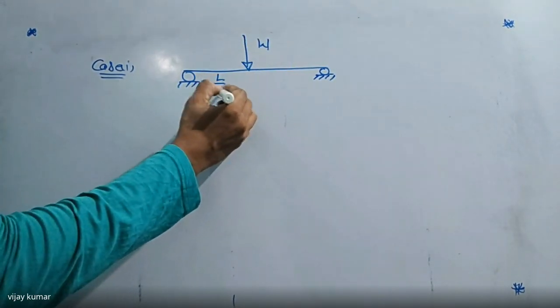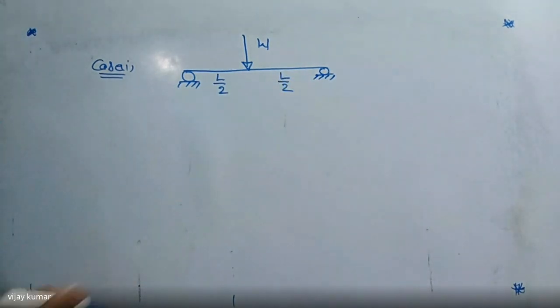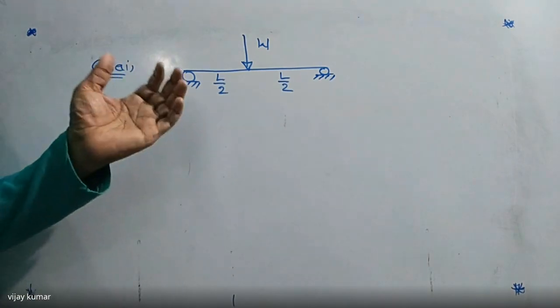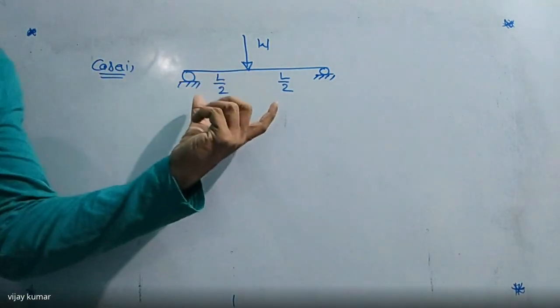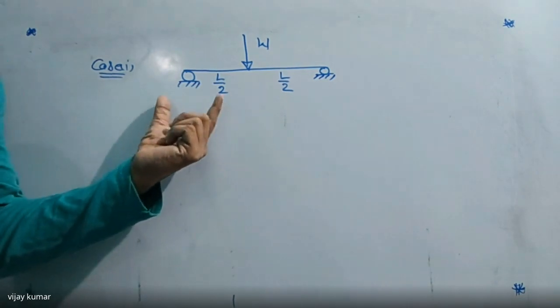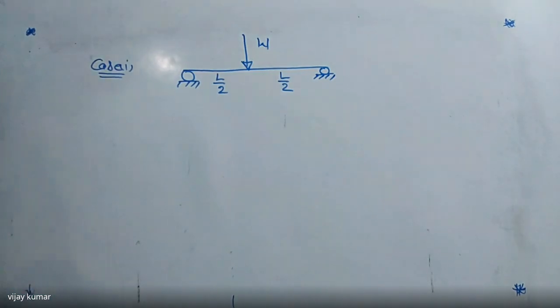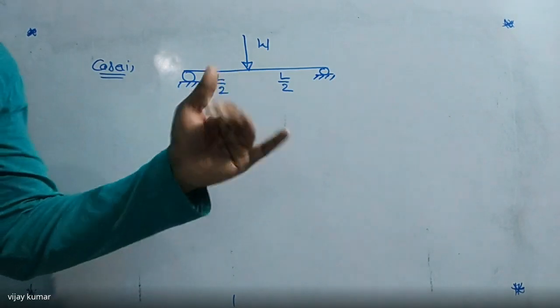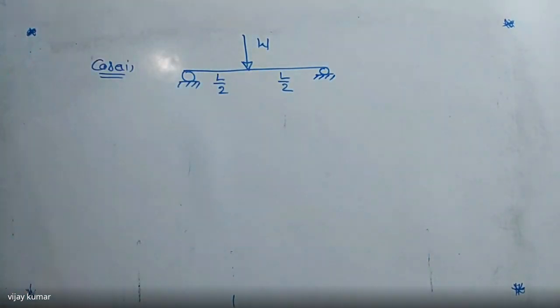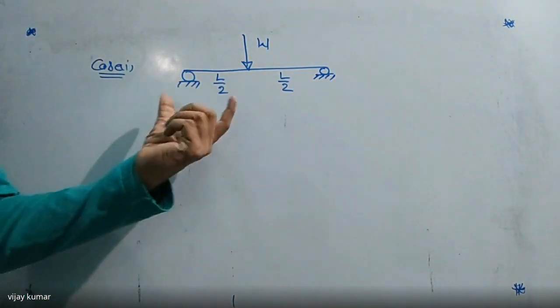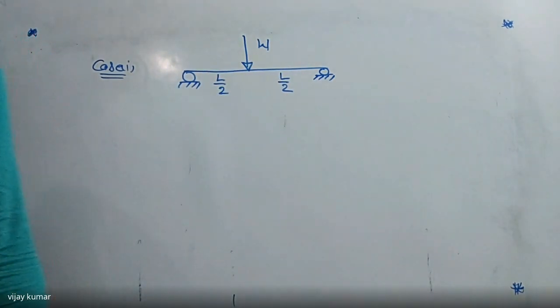This one is nothing but L by 2, and this one is nothing but L by 2. All of you know this very well. If any simply supported beam is given to you, first of all, calculate the reactions at the support. After that, we can draw the shear force and bending moment diagram. I will give the explanation for this. For the remaining cases, I will give the direct formulas for reactions and the shear force and bending moment diagrams. Okay, listen carefully. I will explain how to calculate the reactions at the support.